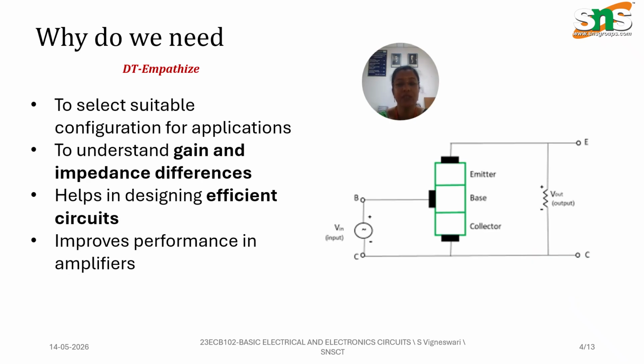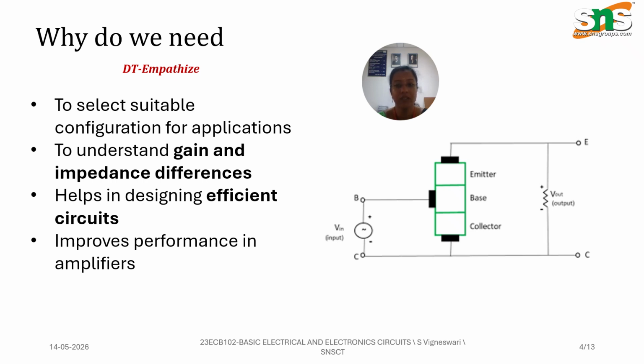First, why do we need such configurations? Different applications require different characteristics. For example, some circuits need a high voltage gain, some need a high current gain, some require impedance matching and some operate at high frequencies. The transistor configuration helps us achieve all these requirements.